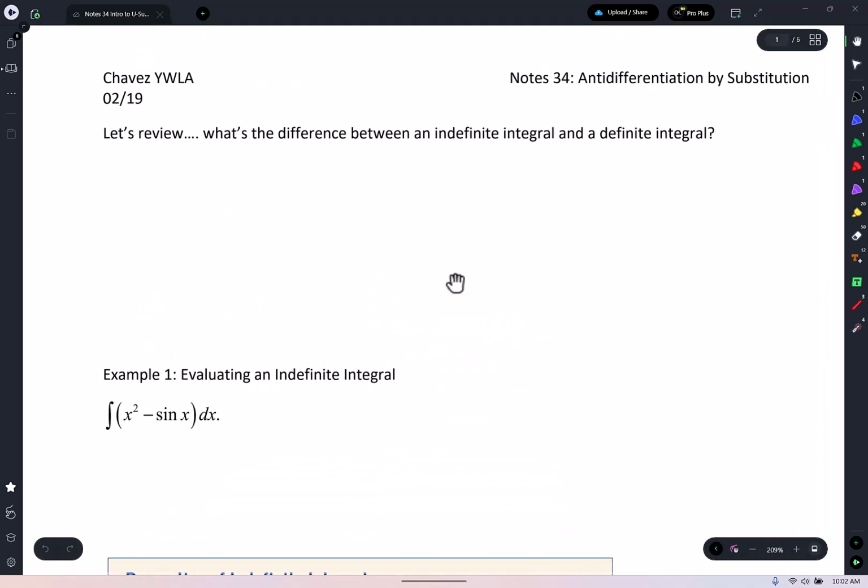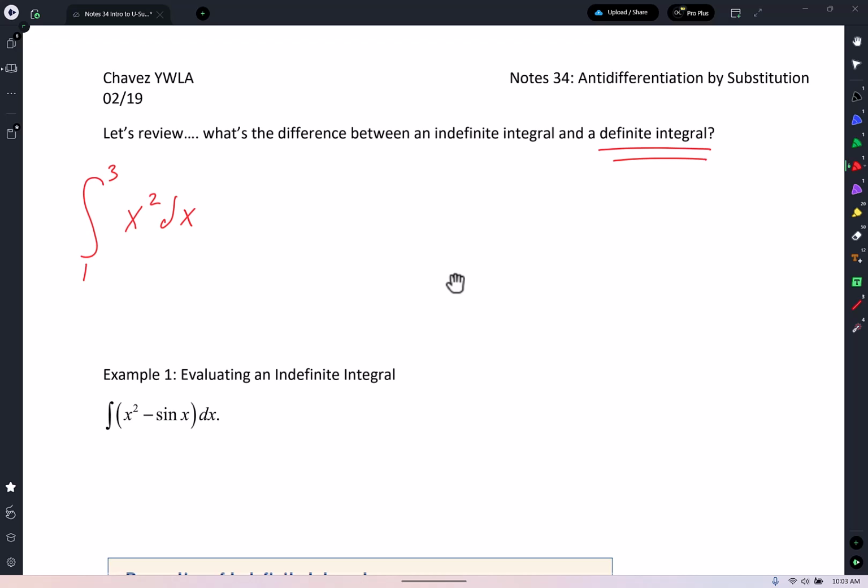So, note 34. It says, let's review what's the difference between an indefinite integral and a definite integral. Relax, there's not much to it. A definite integral is defined, so it has limits. So, here's a definite integral. I'm just going to make one up, a very simple one. 1 to 3 of x squared dx. It is a definite integral.